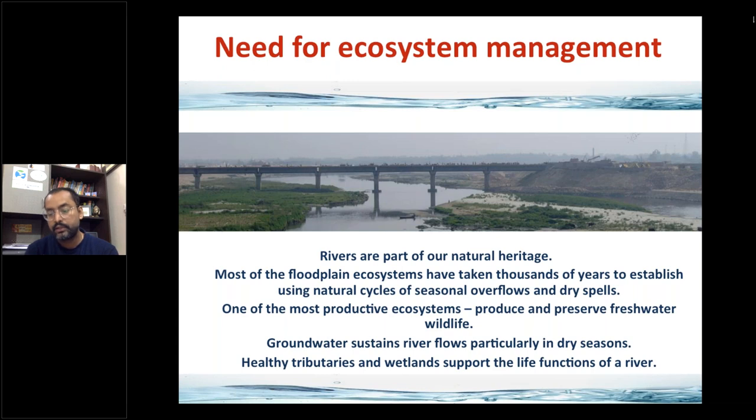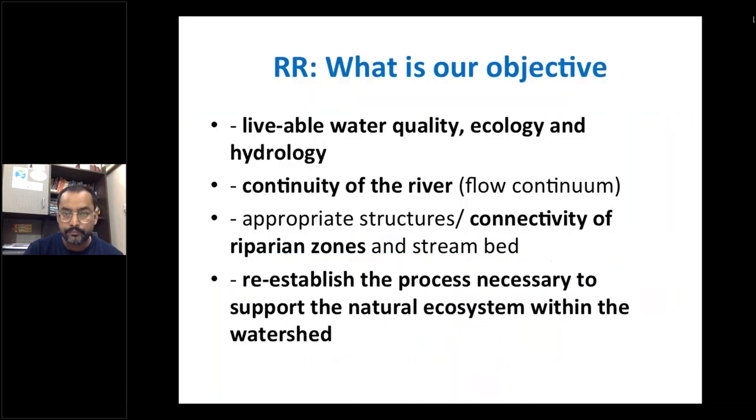And we don't actually see it, but the base flow, the flow from groundwater to the water bodies, is very important. And lastly, the tributaries and the wetlands support the life functions of a river. A river should never be seen in isolation. There are many tributaries, many side water bodies, connected channels and pools, and they support the functions of a river. So in all our restoration, in all our planning, we have 4 major objectives.